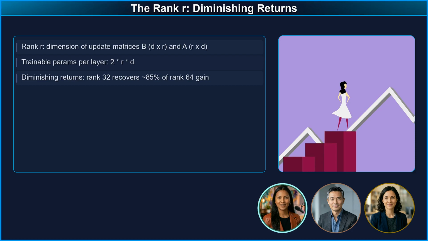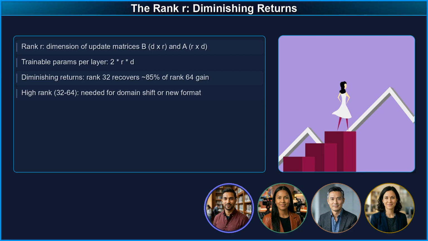Published comparisons show that rank 32 captures roughly 85% of the quality gain that rank 64 provides, at half the adapter parameter cost. Going from rank 8 to rank 16 typically yields a larger improvement than going from rank 32 to 64. High ranks, 32 to 64, are justified when the task requires a domain shift, injecting new factual knowledge, adapting to a radically different output format, or training on a specialized vocabulary that the base model rarely saw. For those tasks, the adapter needs more capacity to redistribute the attention patterns substantially.